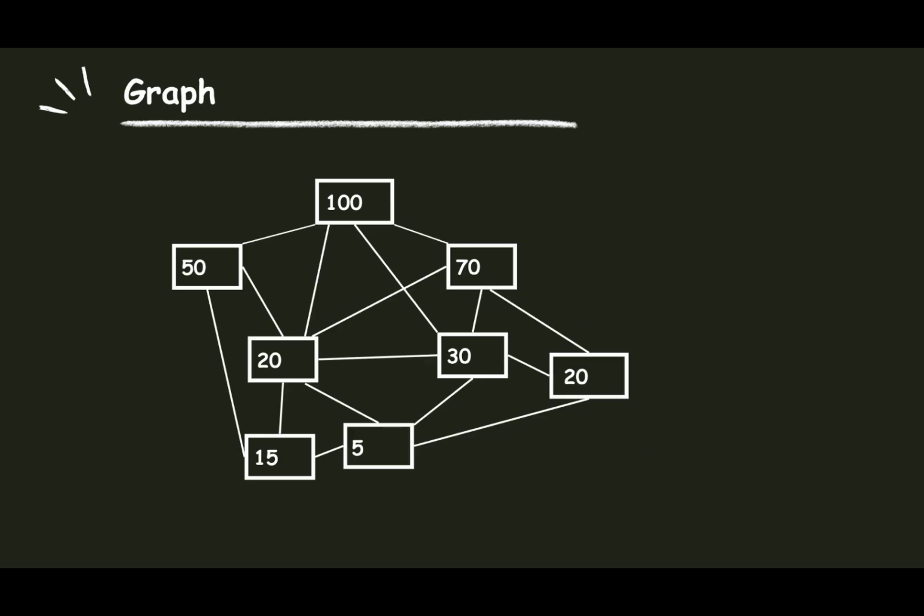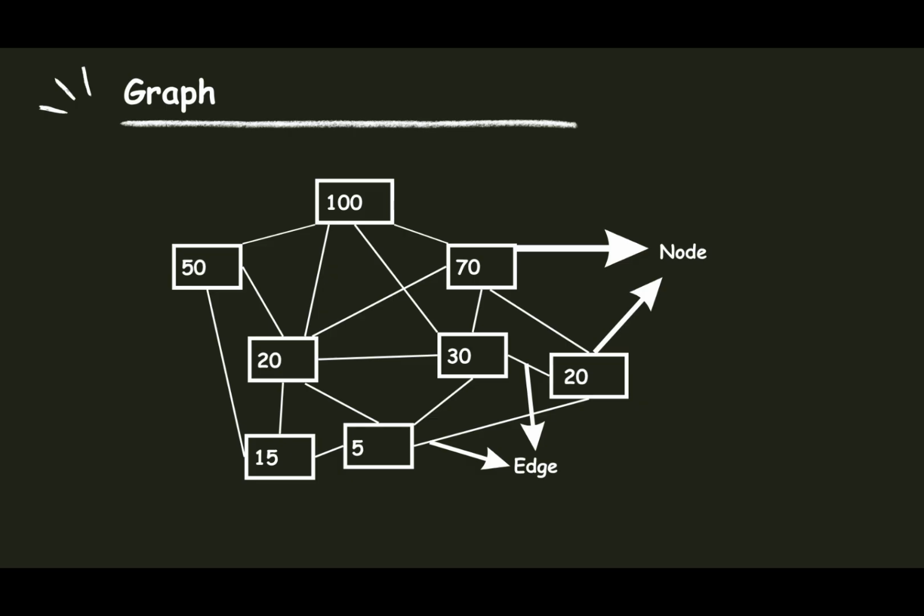Let's look at the graph data structure. A graph data structure is a non-linear data structure that represents relationships between objects. It consists of nodes, also called vertices, and edges that connect these nodes together. Graphs are used to model real-world relationships such as social networks and transportation systems.